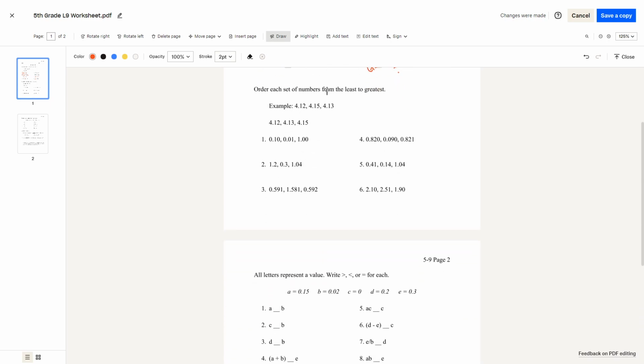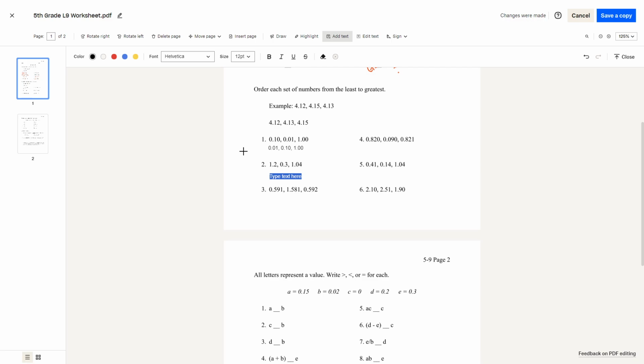Order each set of numbers from the least to the greatest. Let's quickly look at the numbers we have here. 0.1, 0.01, and 1.0. We can see that the least number will be 0.01 because the first digit is a hundredth. Next it will be 0.10, and last it will be 1.0. Question number 2, 1.3, 1.2, 0.3, 1.04.